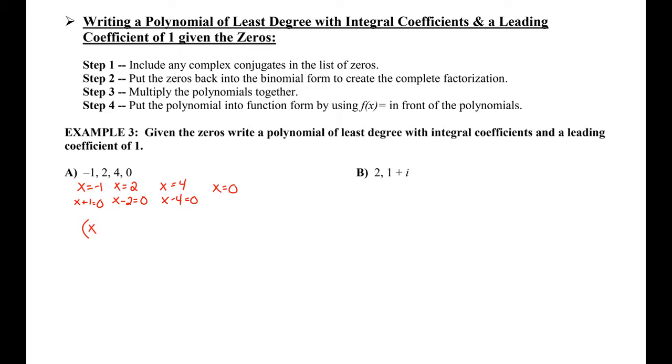These make up our binomial pairs. So I have x plus 1, x minus 2, x minus 4, and then when 0 is an answer, it gives you just an x, and I want to put that out front. You could also think about this as switching the signs in front of all of the numbers. Now we're going to multiply these together, and you can multiply them together in any order. So I'm going to choose to start with the last two binomials, and we're going to FOIL. So first, outer, inner, last, and I'm just going to recopy down the first two terms.